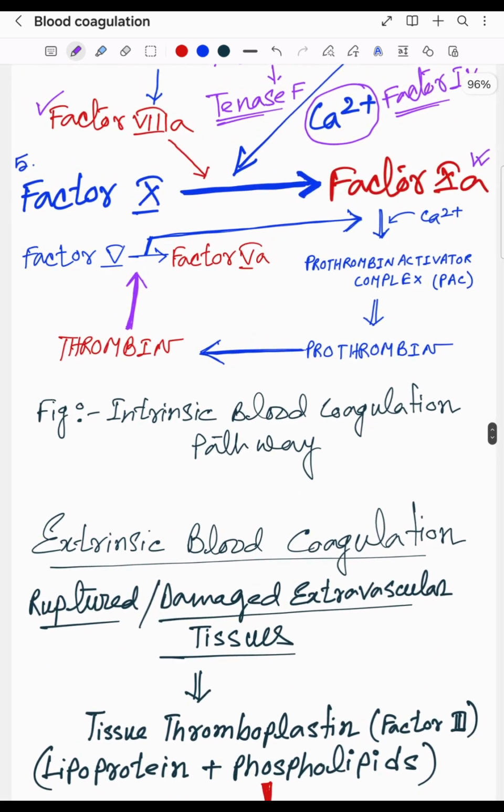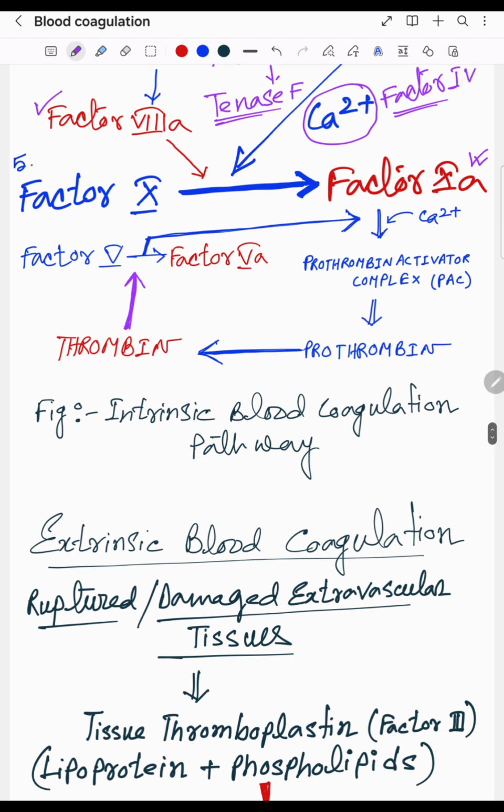after activation of factor 10A, what will happen? I would like to say that for this pathway, intrinsic and extrinsic, commonly we will activate factor 2, which is thrombin. Factor 2, which is thrombin. And we need the final pathway to produce fibrin. So till then we will activate factor 2.